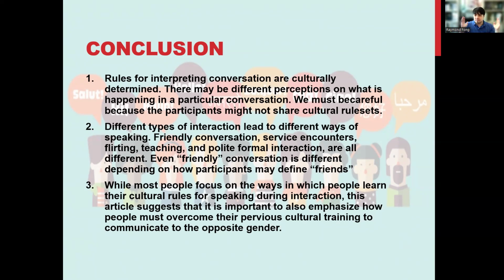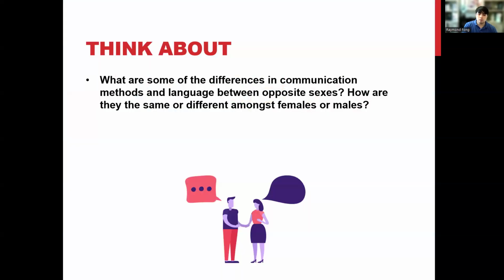Now, again, the big takeaway here is, one, the way we learn to communicate is through sociolinguistic subcultures, right? Again, as a boy, as a girl, we are taught to communicate differently. And then number two, which is the last point on this slide, is that in order to become an adult and to communicate fluently, we need to overcome our previous cultural training. We need to overcome our previous exaggerated stereotyped images of the adult of the opposite gender. Okay. So now let me pull this full circle, right? What are some differences in communication methods and language between opposite sexes?